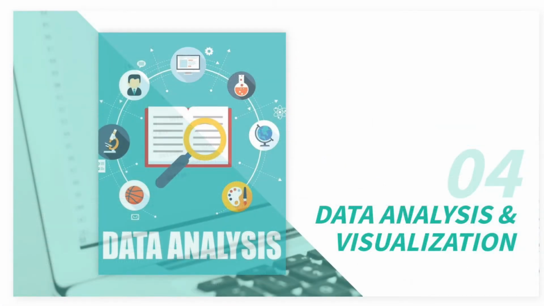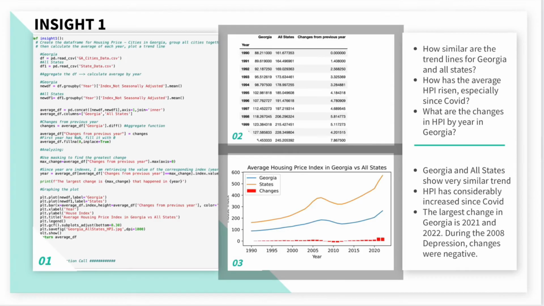For data analysis and visualization, starting with Insight 1, we are interested in the average house price in Georgia and in 50 states between 1990 and 2022, with a focus on the COVID-19 period. We are using the two CSV files that we exported earlier during phase 2 of data cleaning. We start by analyzing the data for Georgia. The first original dataset contains the data for all major cities in Georgia.